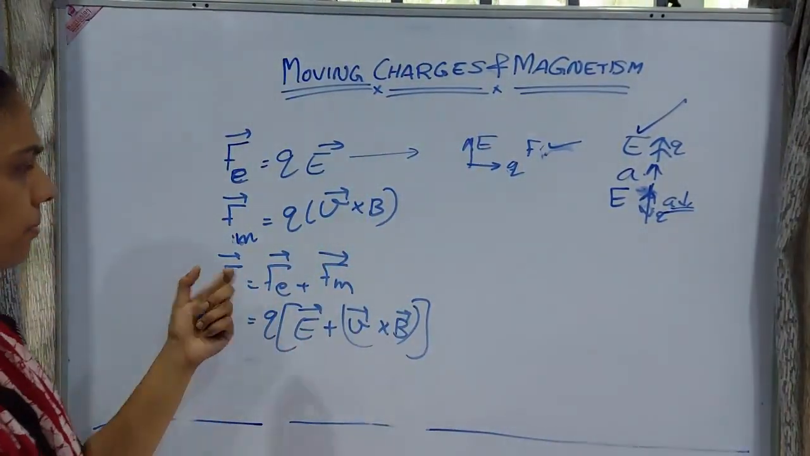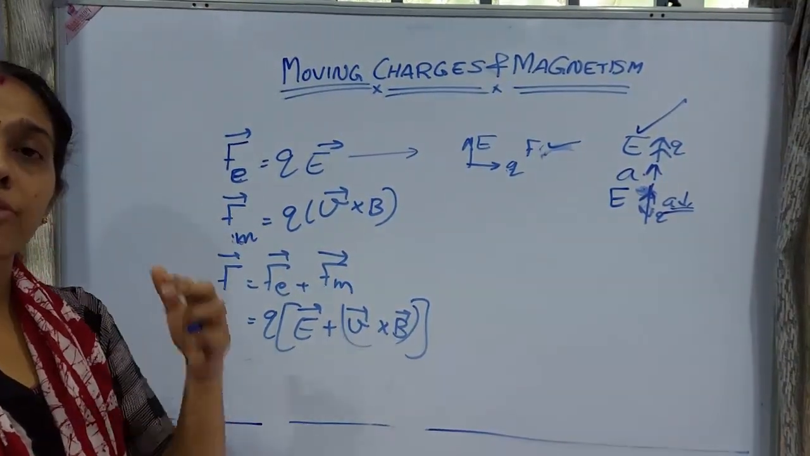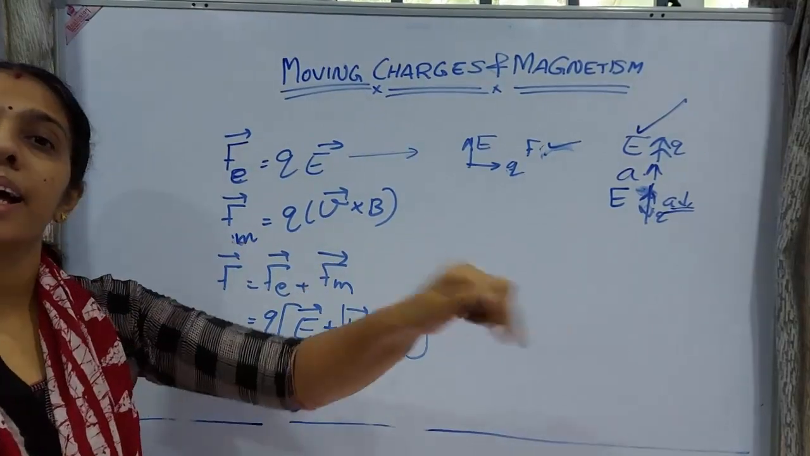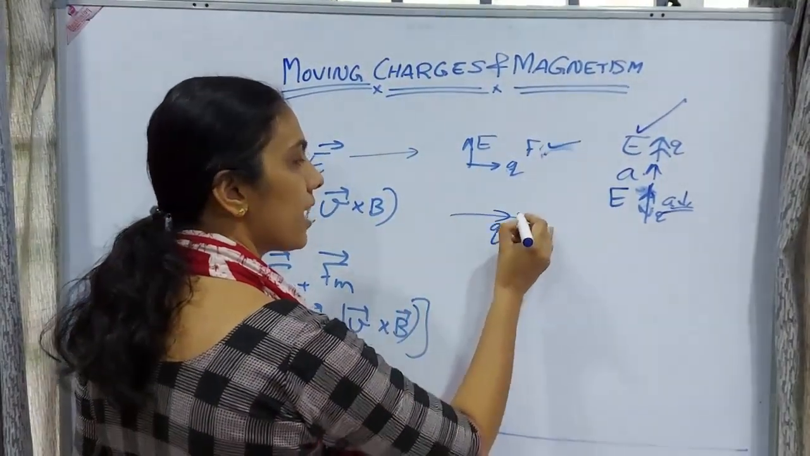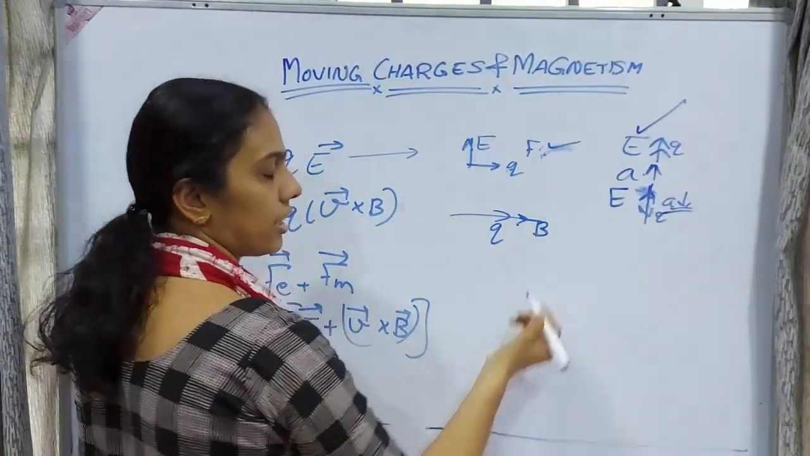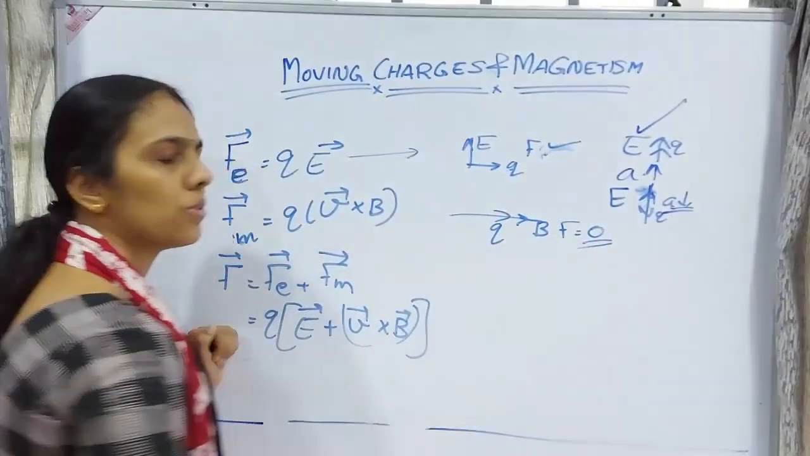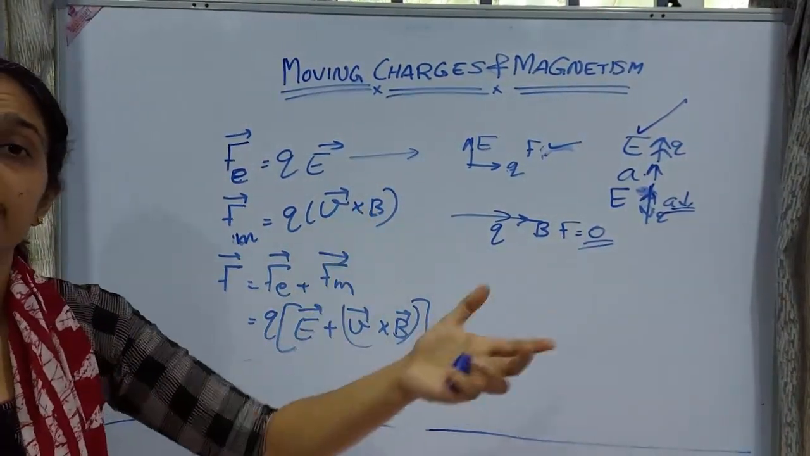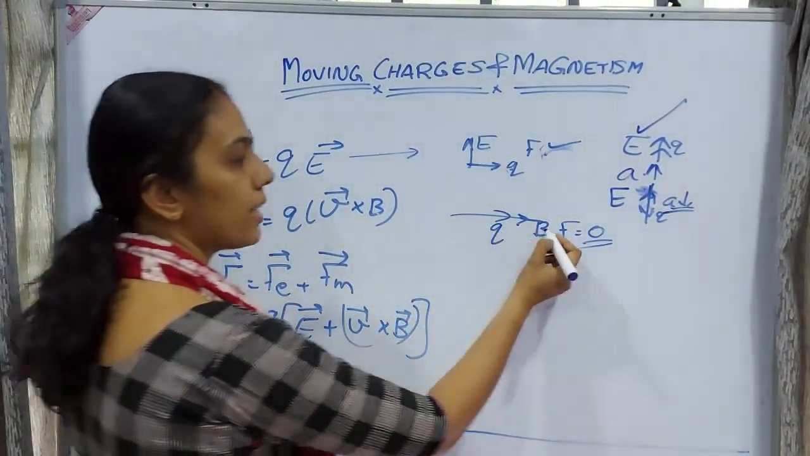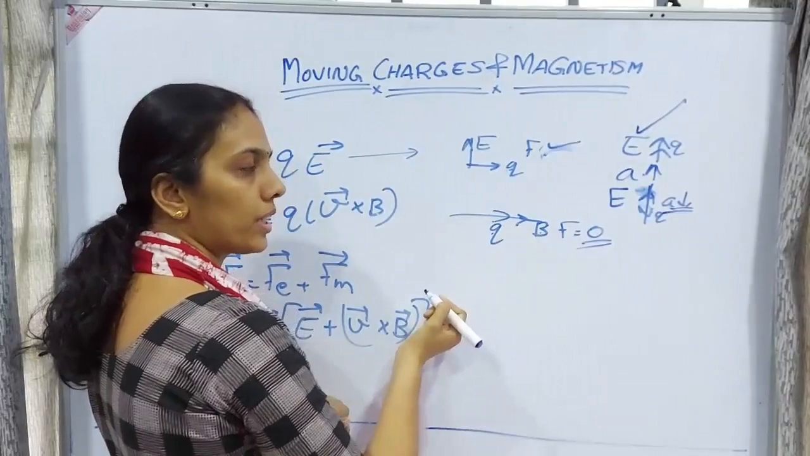But in the case of a magnetic field, we just learned that if V and B are in the same direction, the charged particle is moving in this direction and the magnetic field is in the same direction, what will happen? Force acting on it will be equal to 0, right? Q into V cross B, QVB sin theta. V and B are in the same direction.